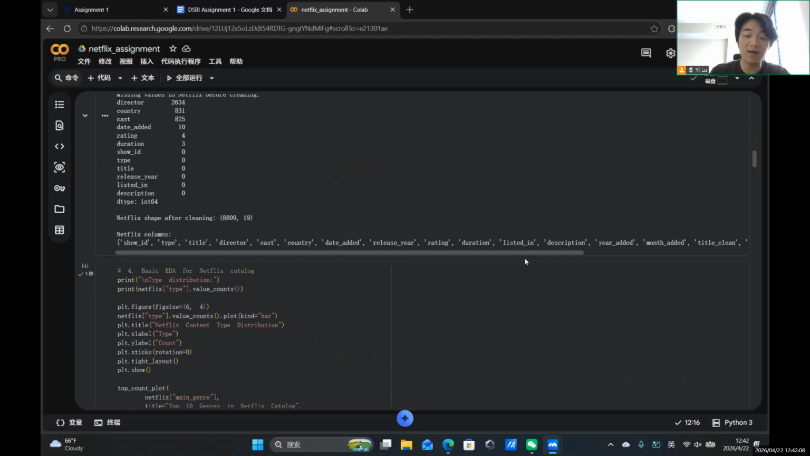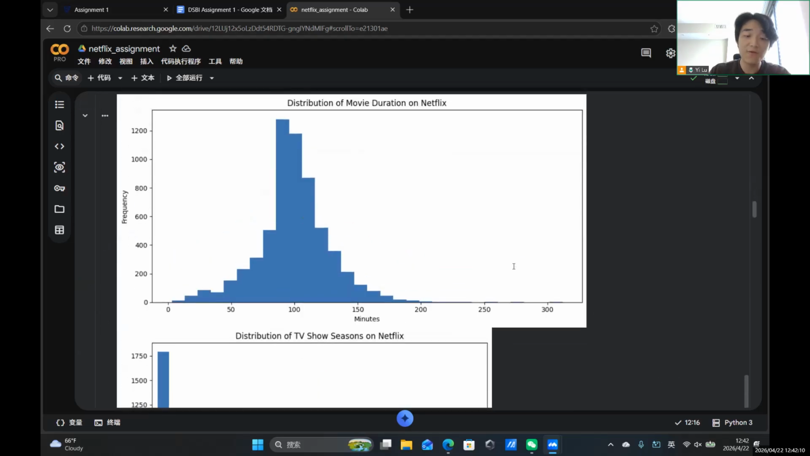Now I will summarize the main EDA findings. First, Netflix's catalog is much more movie-heavy than TV show-heavy. Out of 8,809 total titles, more than two-thirds are movies. This suggests that movies still dominate the platform's content library.